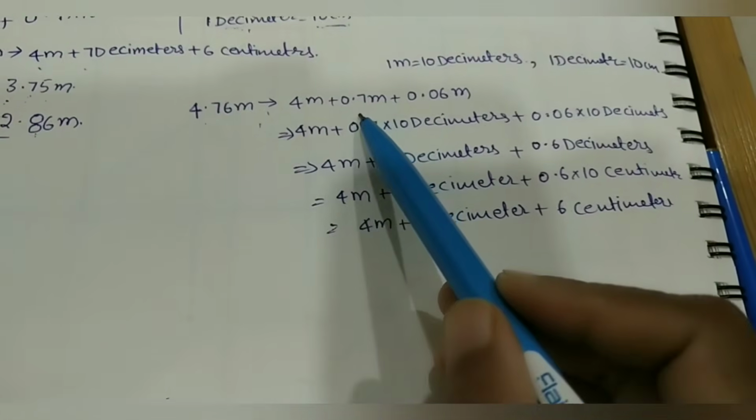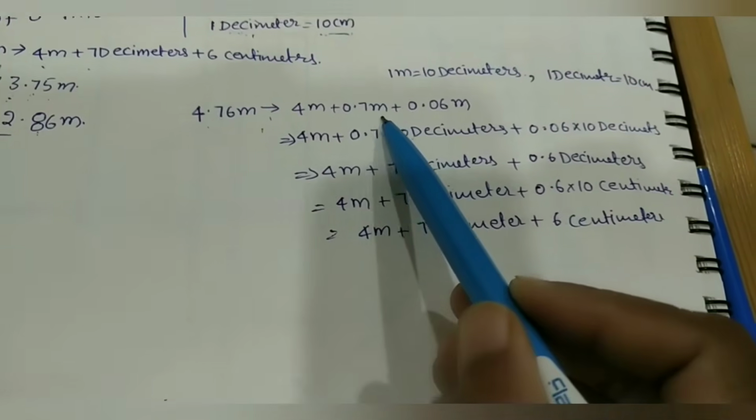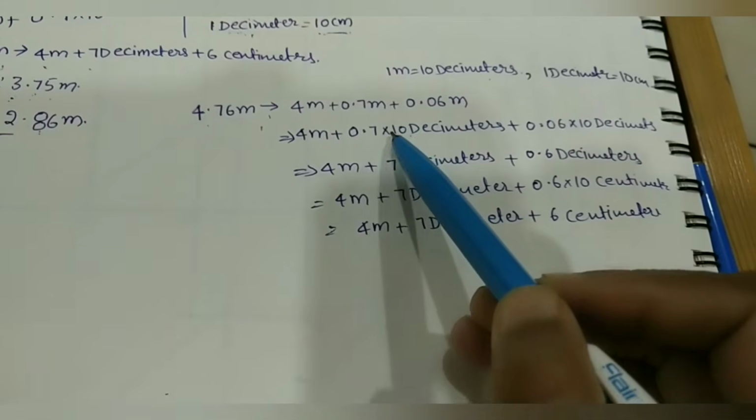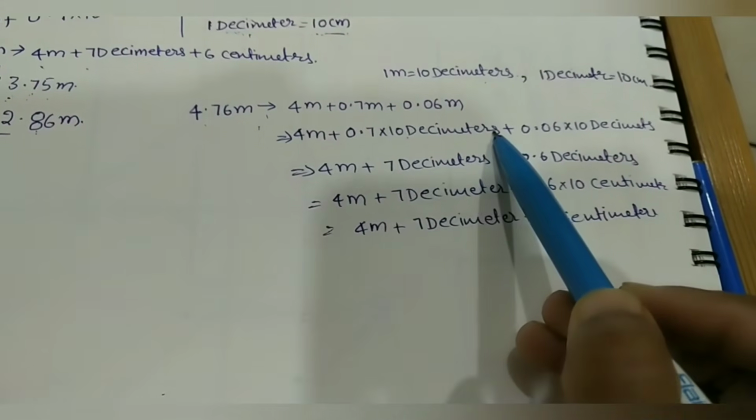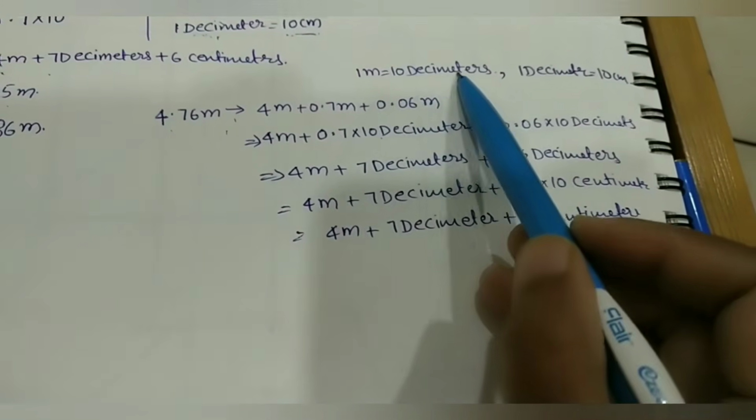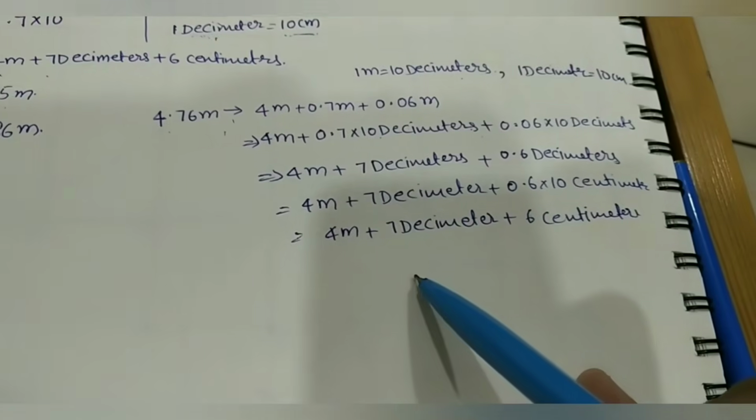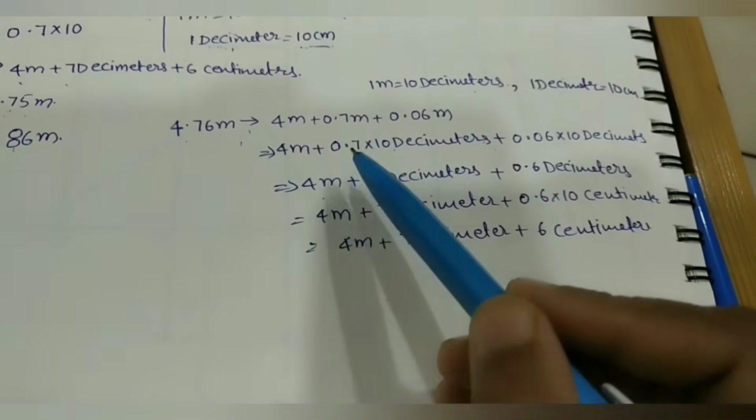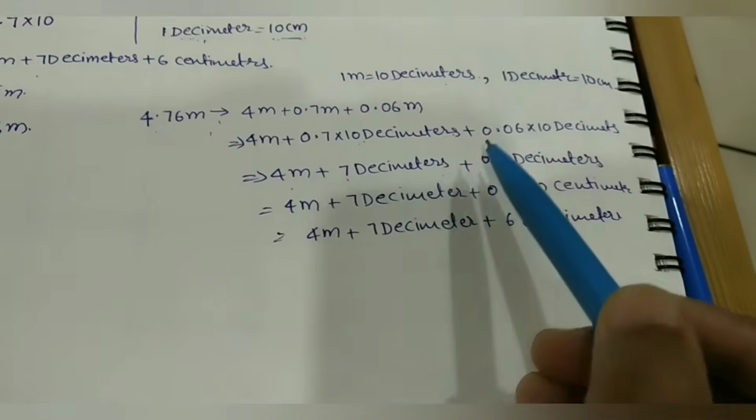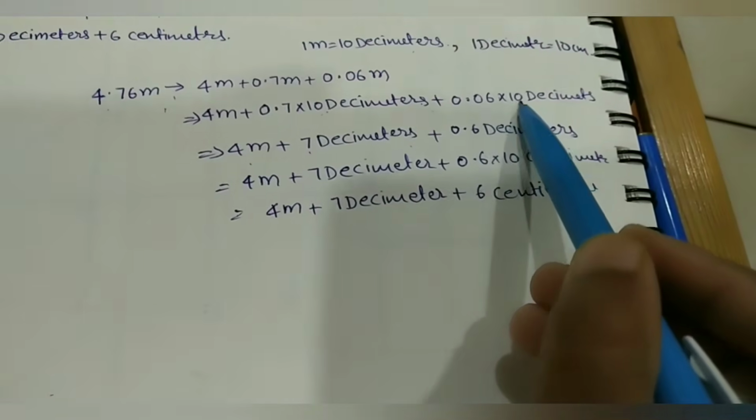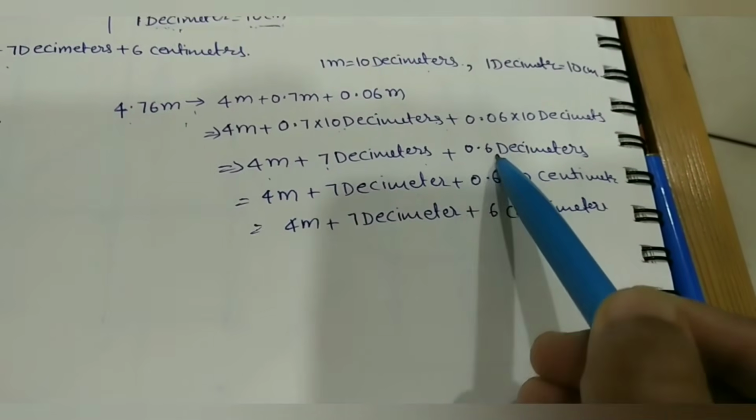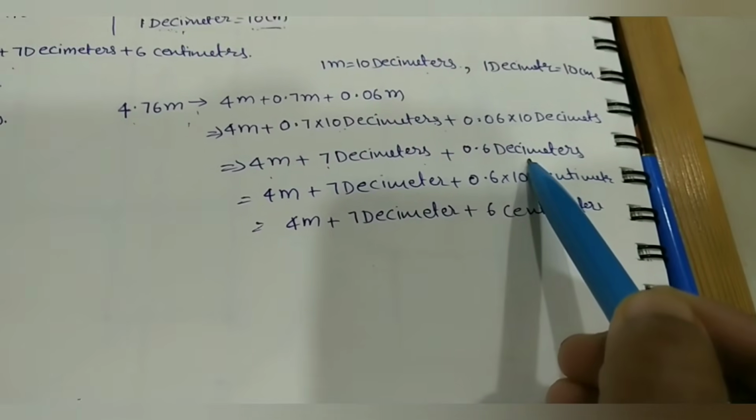Okay, here 0.7 meters means, 1 meter is equal to 10 decimeters. So instead of 1 meter, write down 0.7 into 10 decimeters, plus 0.06 into 1 meter means 10 decimeters. Write down here. So write down 4 as it is. 0.7 into 10 means we are getting 7. 7 decimeters as it is, plus 0.06 into 10, here 2 values are there, only one value will come. So 0.6 decimeters. Okay, same units here.